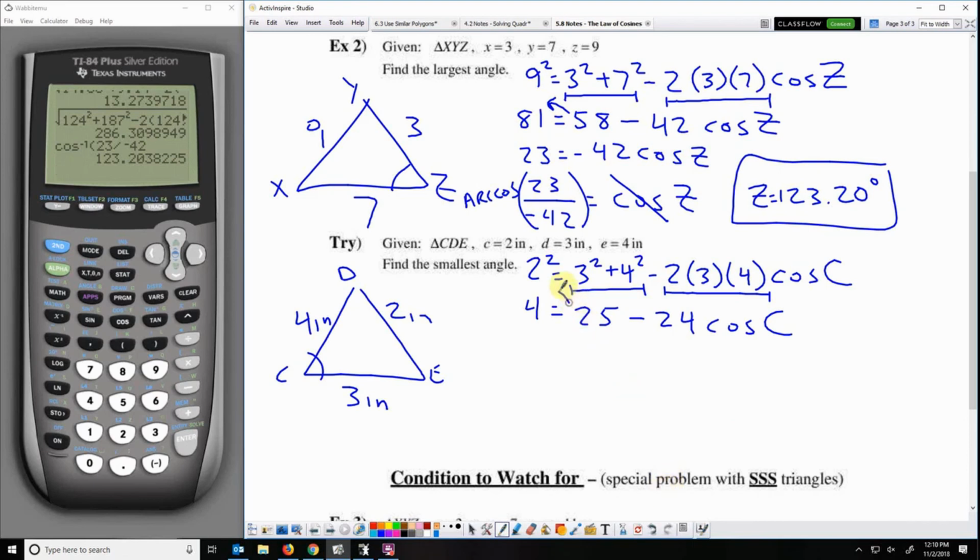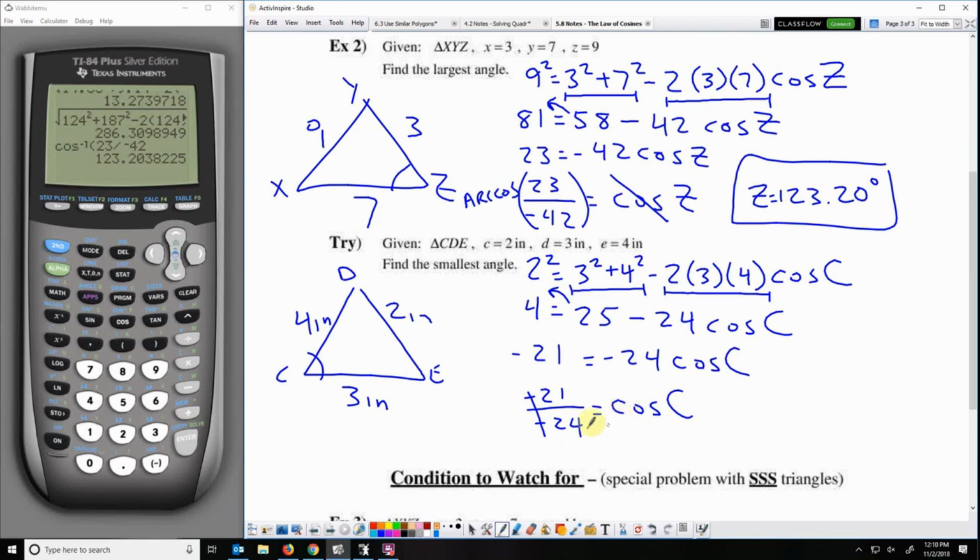I can subtract that 25. So I've got 4 minus 25. That's negative 21. Equals negative 24 cosine C. You might find some shortcuts along the way, and that's okay. I can divide both sides by negative 24, so I've got negative 21 over negative 24 equals cosine C. And I can cancel out those negatives, so I've just got 21 over 24.